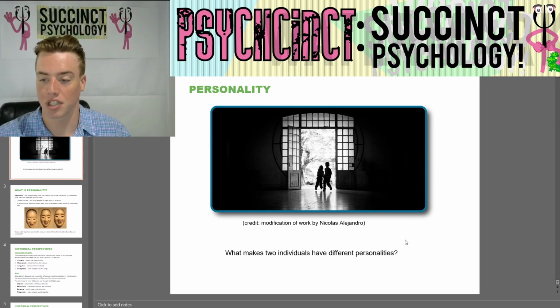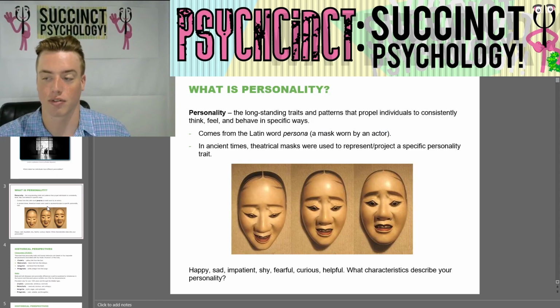So personality. What makes two individuals have different personalities? Why are you and your friend behave different ways? So first off, what is personality? Personality is the long-standing traits and patterns that propel individuals to consistently think, feel, and behave in specific ways. It comes from the Latin word persona, or a mask worn by an actor. And in ancient times, theatrical masks were used to represent or project a specific personality trait. So happy, sad, impatient, shy, fearful, curious, helpful.